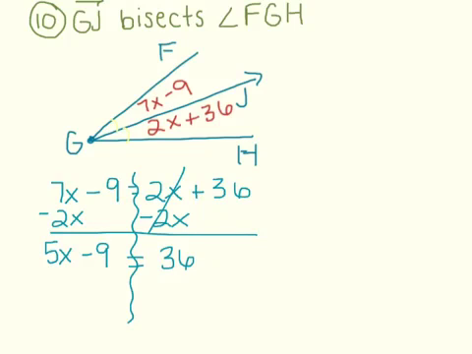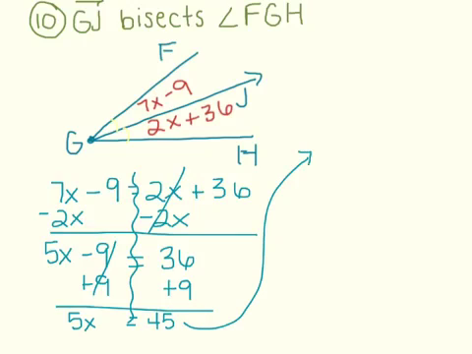Now I'm trying to move everything away from the x, so I'm going to move this minus 9 by adding 9, plus 9, plus 9. And I end up with 5x equals 45. So if 5x equals 45, I would divide by 5 on both sides, and I would end up with x equal to 9.